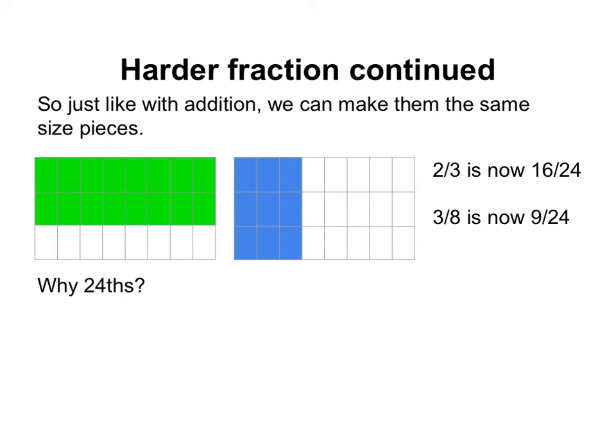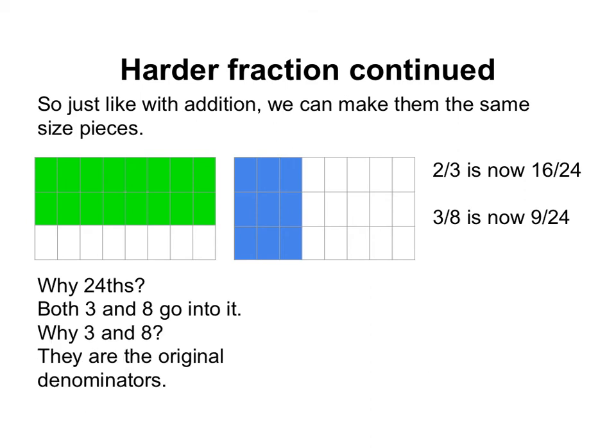So why 24ths? Because 3 and 8 both go into it. You want a number that makes it fairly easy to break the given pieces up into 24ths. For thirds, I broke it up 8 the other way. For eighths, I broke it up into thirds the other way. So why 3 and 8? Because those are the original denominators.